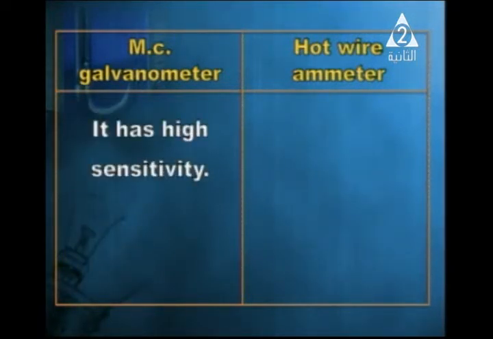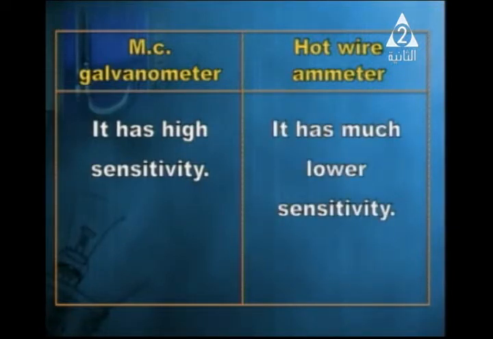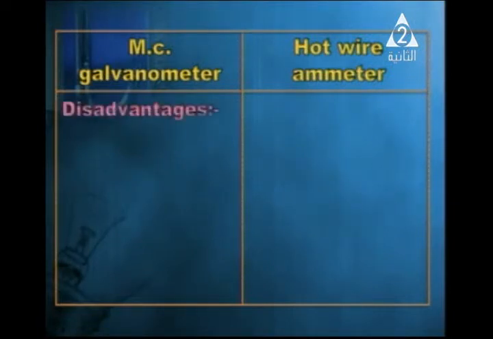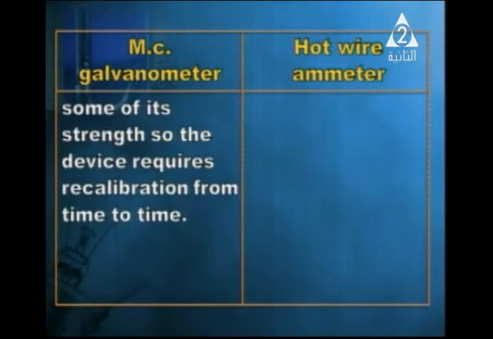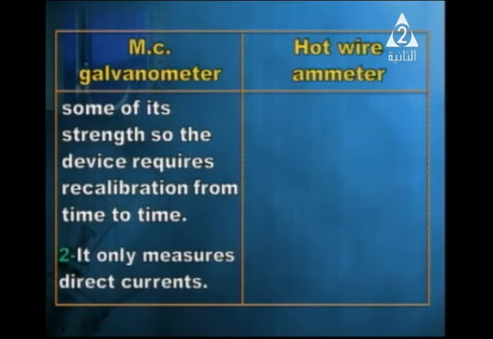The moving coil galvanometer has high sensitivity, but the hot wire emitter has much lower sensitivity. Talking about the disadvantages of each one of them, the disadvantages of the moving coil galvanometer: as time elapses, the hair springs become inactive. They slacken away and the magnet loses some of its strength, so the device requires recalibration from time to time. Also, it measures DC only.